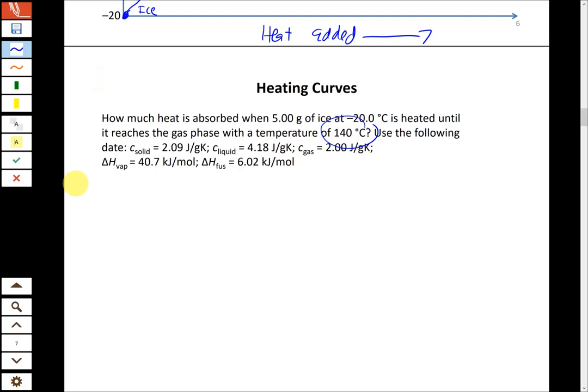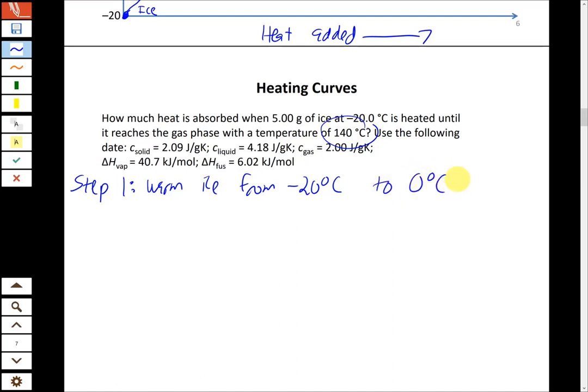So let's call this phase 1, or step 1 if you want to call it that. I'm going to use step because phase is kind of confusing. We're talking about phase changes. So step 1, we're starting at minus 20 degrees Celsius, and we have to warm it up to the freezing point before anything else will happen. So we're going to warm the ice from minus 20 degrees Celsius to whatever temperature the phase change occurs, which for water is 0 degrees Celsius.